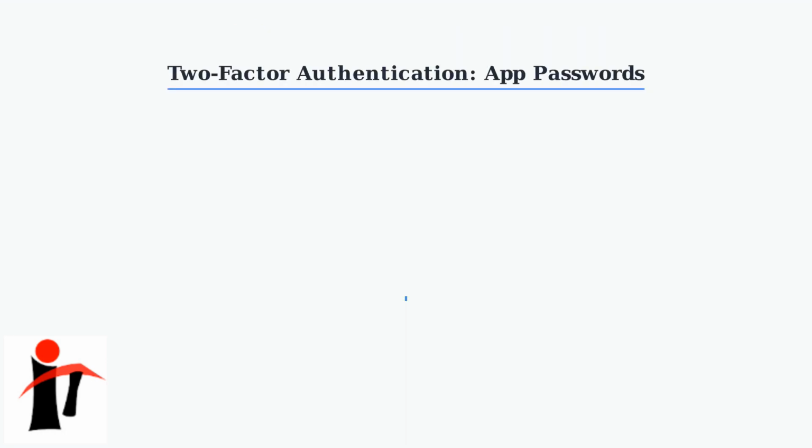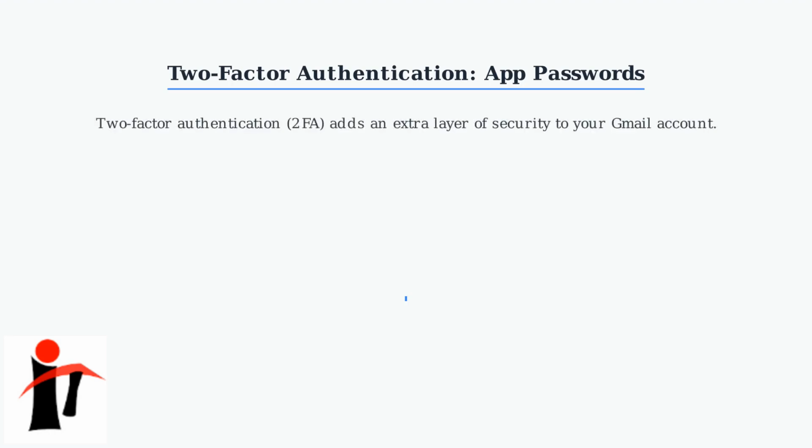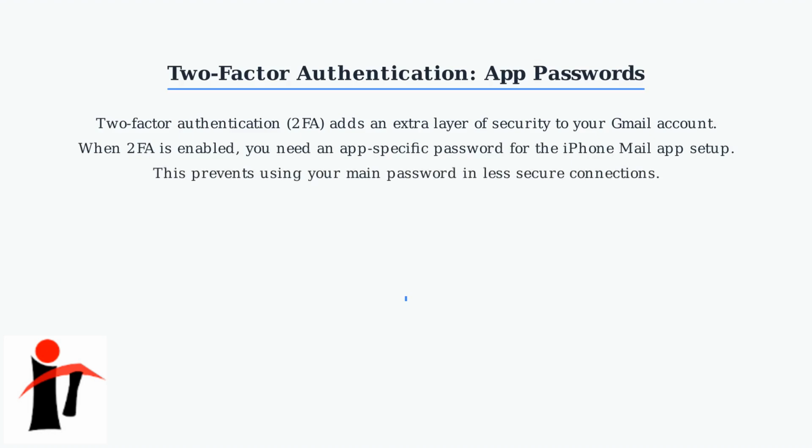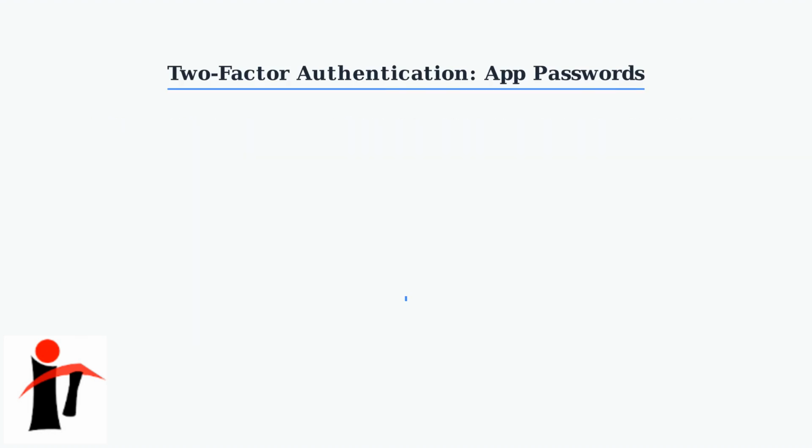Two-factor authentication adds crucial security by requiring a second verification step beyond just your password. If you have 2FA enabled on your Gmail account, which is highly recommended, you'll need to create an app-specific password for the iPhone Mail app setup. This app password allows the Mail app to connect securely without using your main account password, which helps protect your account from potential security risks.